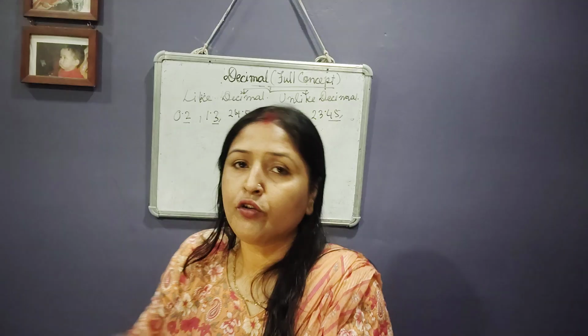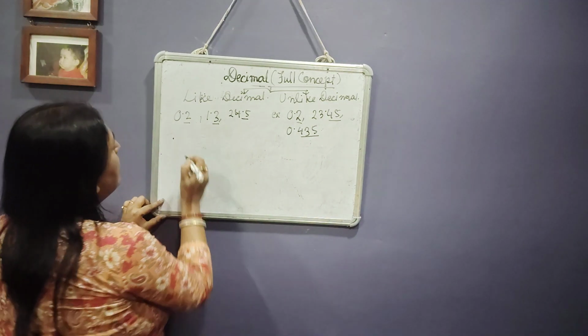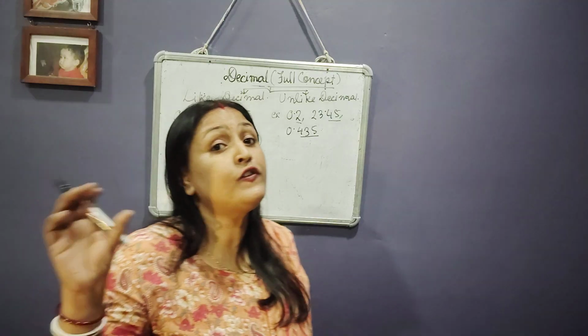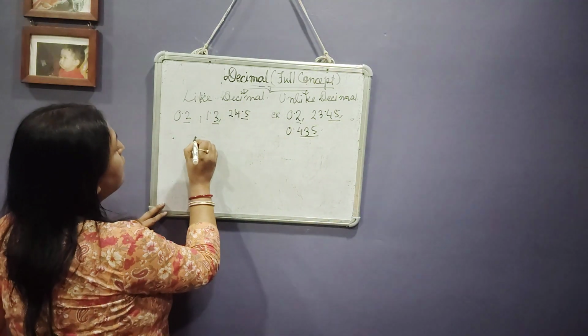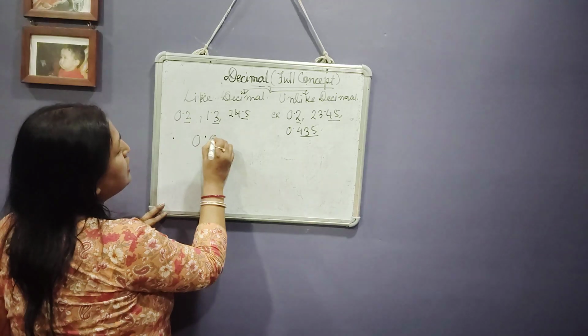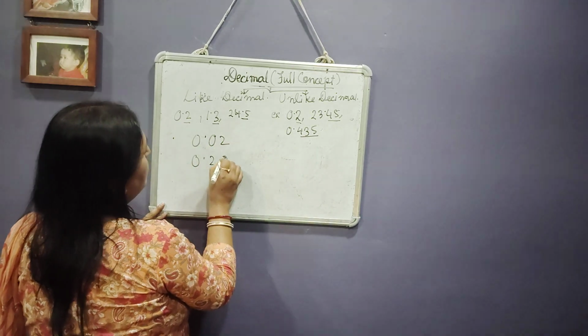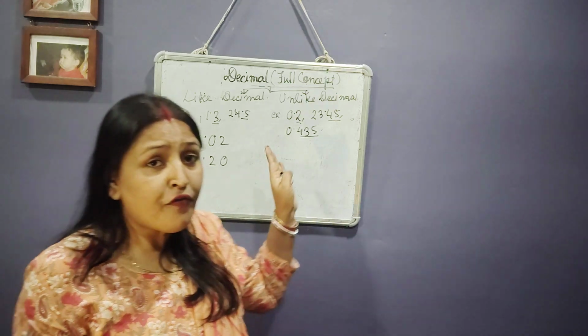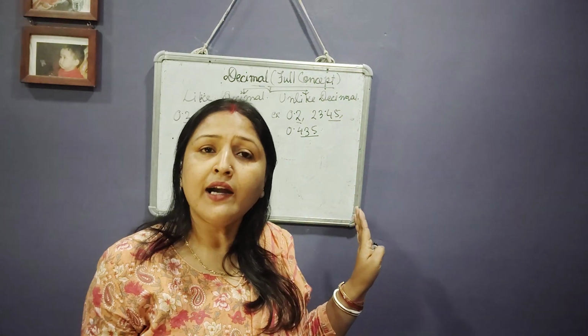Now I will move into another important thing, that is placement of 0 before and after decimal. Suppose there is a number, say for example 0.02 and another number 0.20. Do you find these two numbers are same? Although they look same, but they are not same.